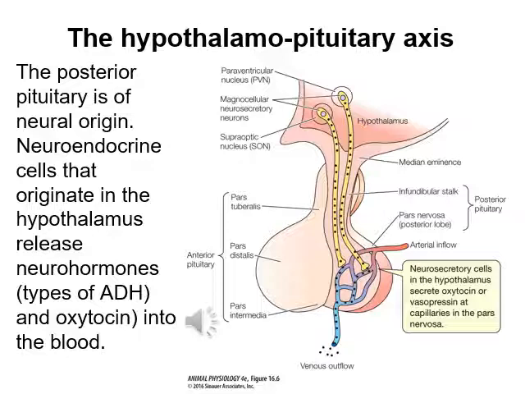Oxytocin is the other posterior pituitary neurohormone. It's very important in mammals in the expression of milk and lactation, and also during labor it's responsible for the uterine contractions that lead to birth. Oxytocin is used in human mothers to induce labor.